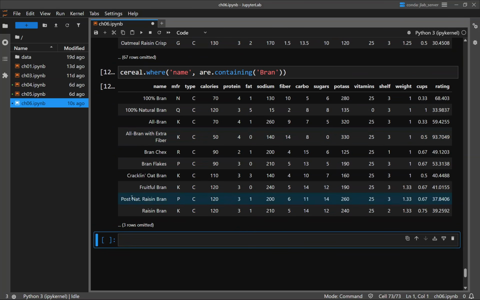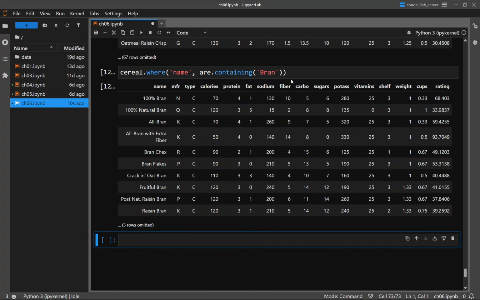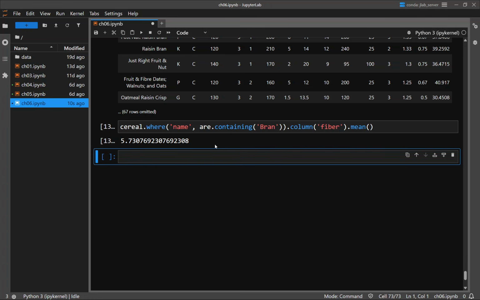There's apparently 13 brands. And what do I want to do with all these brands? I would like to find the average amount of fiber across all of them. So we can go to the fiber column, and then do a .mean. Does that make sense?